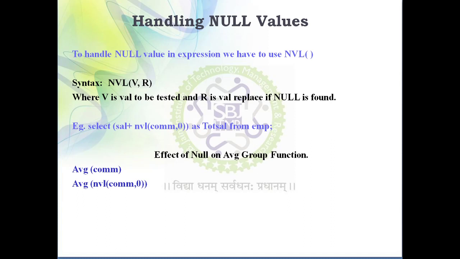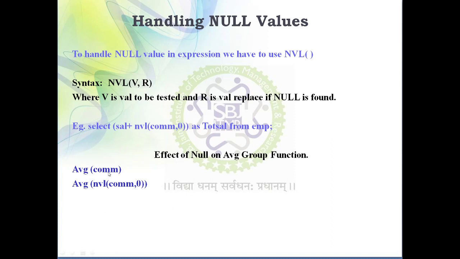So according to you, what will happen? Suppose I have written a query like this: average of commission. It will consider only 6 records and ignore the remaining 4. Why is it so? Because we have seen that a group function will always ignore the null value, so you will not get the actual average.